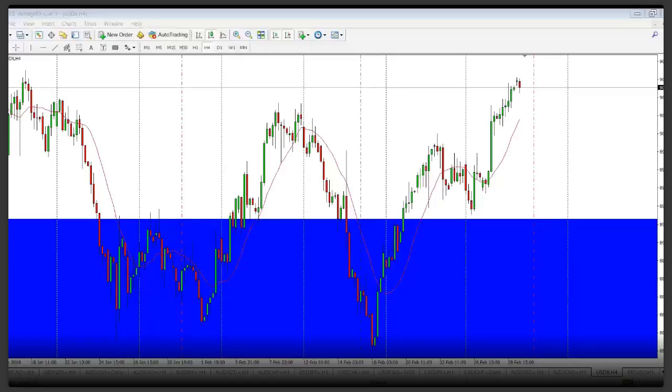British pound. And sell trading it at the minute.